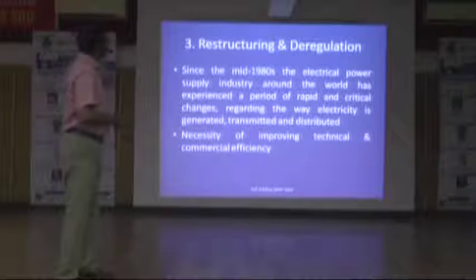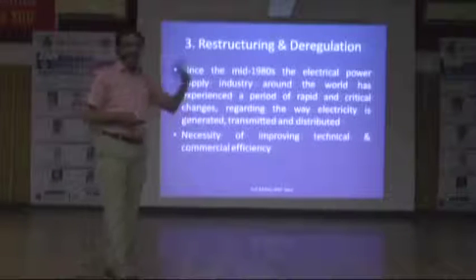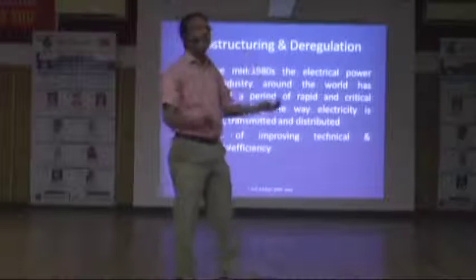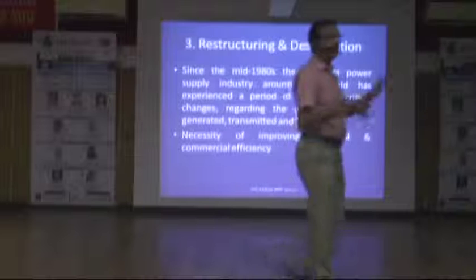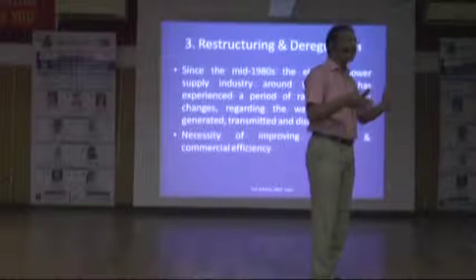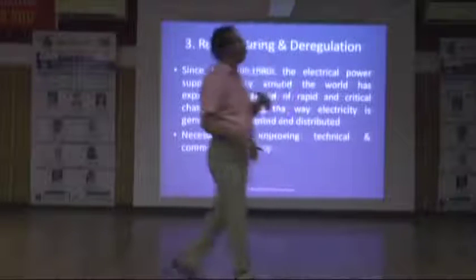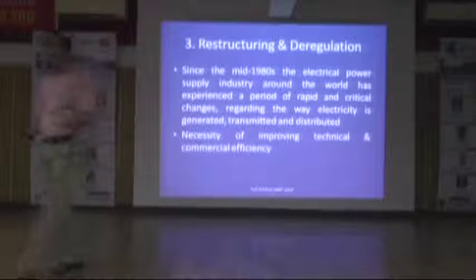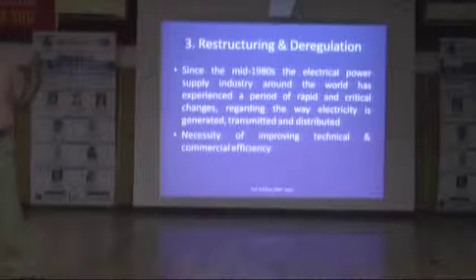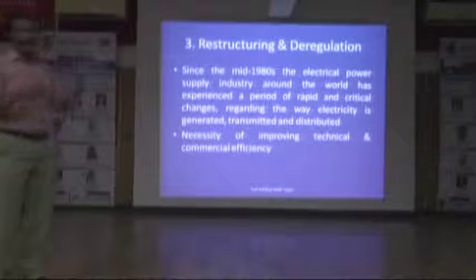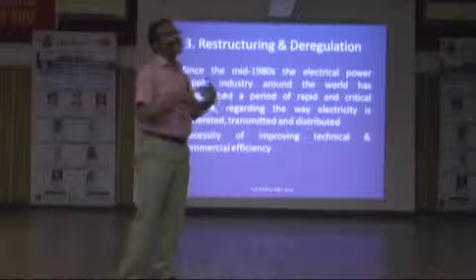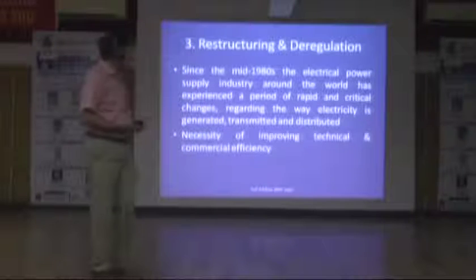Okay. Then, as I said, the first objective was to optimally use the existing infrastructure. The second thing was to improve the technical and commercial efficiency. Then came the restructuring and deregulation. The aim was to increase competition in the generation sector, transmission sector, and distribution, and to improve the reliability and efficiency of the system.